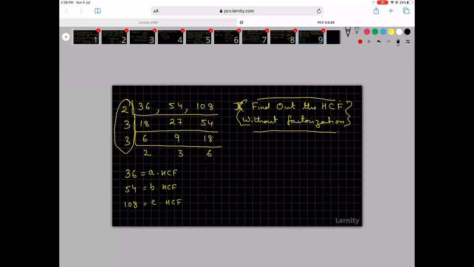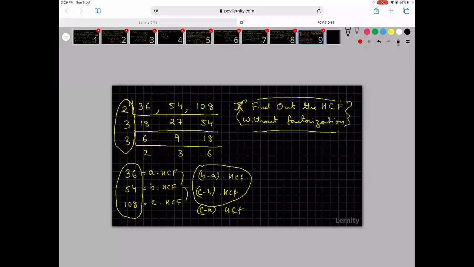Now, when you subtract them, what will you get? You will get C minus B into HCF. When you subtract these two, what will you get? B minus A into HCF. So the HCF of these numbers is also equal to the HCF of the difference of numbers. Do you understand this concept? I am saying the HCF of the given numbers is also the HCF of the difference between numbers. I did B minus A, C minus B, I can do C minus A also.